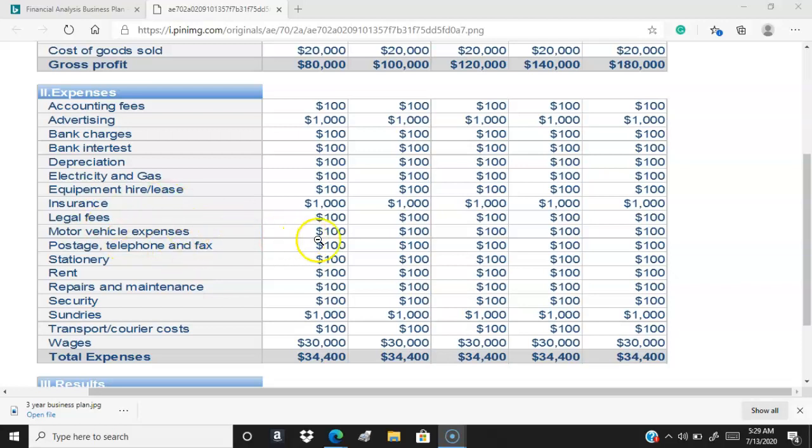Motor expense, I think I talked about that. Postage, telephone, and fax. Postage, if you're actually using postage, you write the entire thing off. Phone, tax law has now changed. It was 50%. Now you can write off 80% of your phone bill if it's used basically for your business.